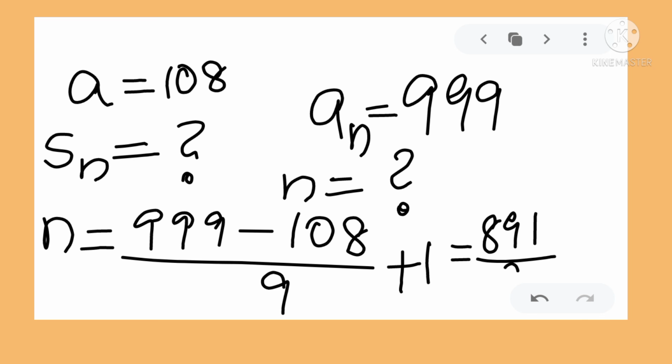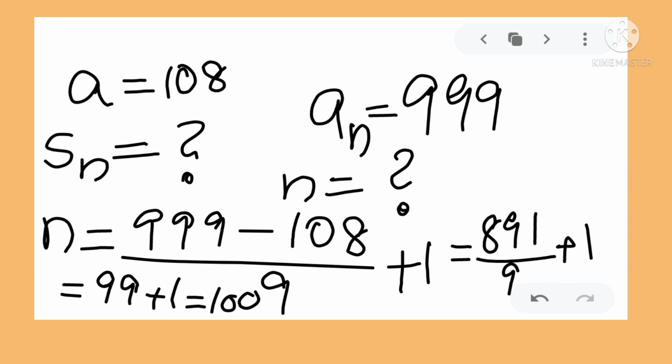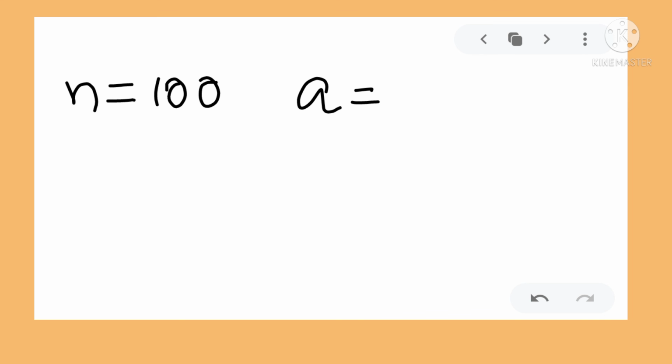So this is 891 by 9 plus 1. In 89, 9 9s are 81. So 9, again 81, 9. Plus 1. So how many numbers are there? There are 100 numbers. That is, we got n is equal to 100.